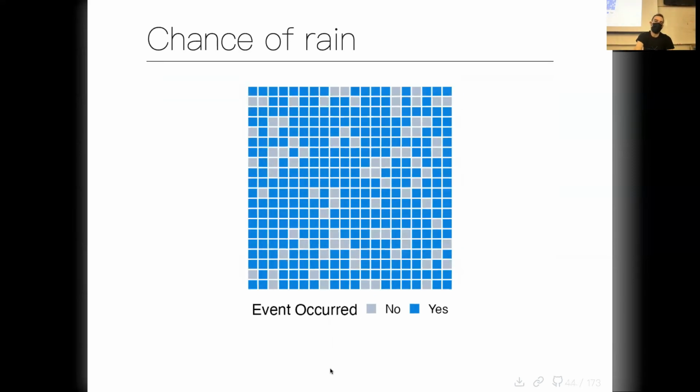Okay, you could also do it the opposite way. So now we're saying chance of rain. I don't remember what I said the rate was, I think 80% or something like that. So this is like the opposite, where it's like, whoa, that's a lot of blue, right?